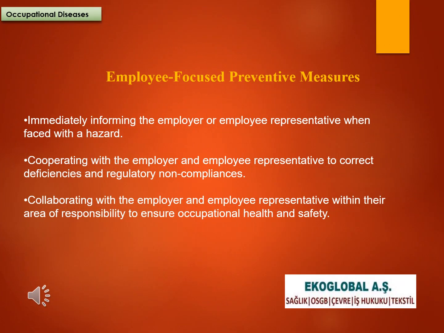Employees play an active role in workplace safety by reporting hazards immediately to the employer or designated employee representative. They should cooperate in correcting deficiencies and addressing any violations of safety regulations. Within their own area of responsibility, workers must work together with the employer and safety representatives to maintain and improve occupational health and safety standards.